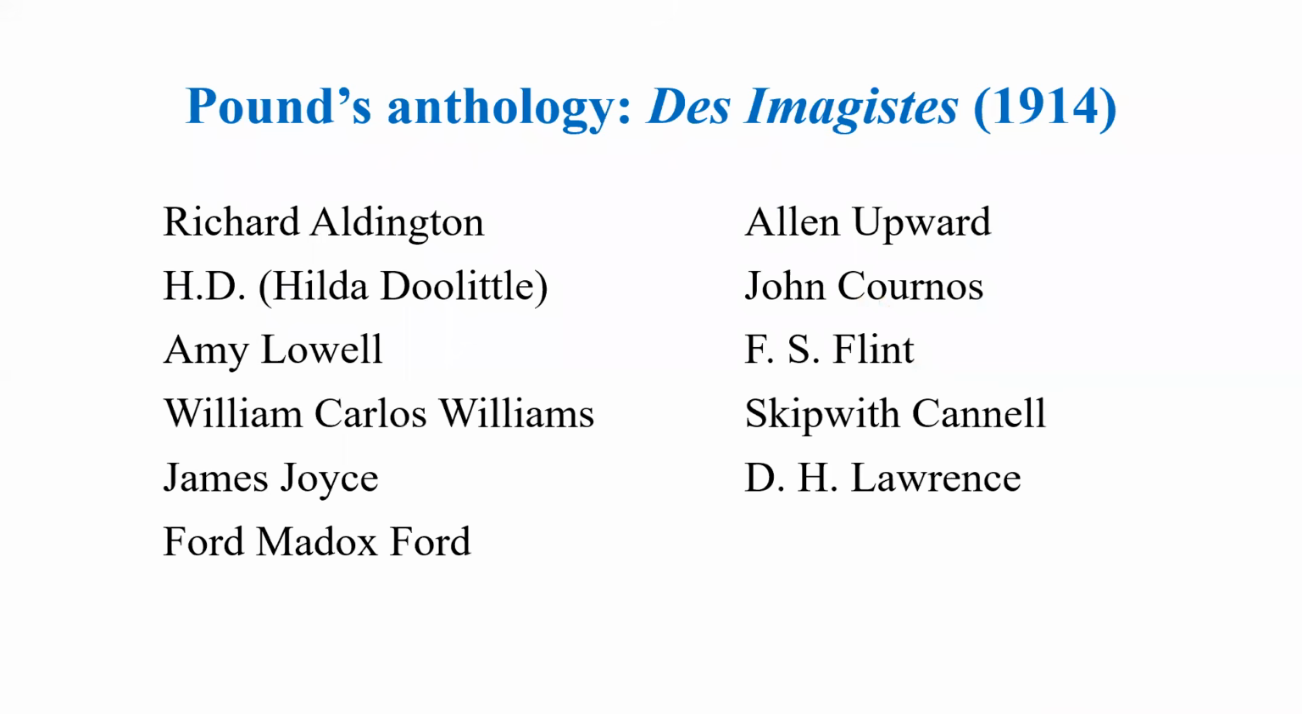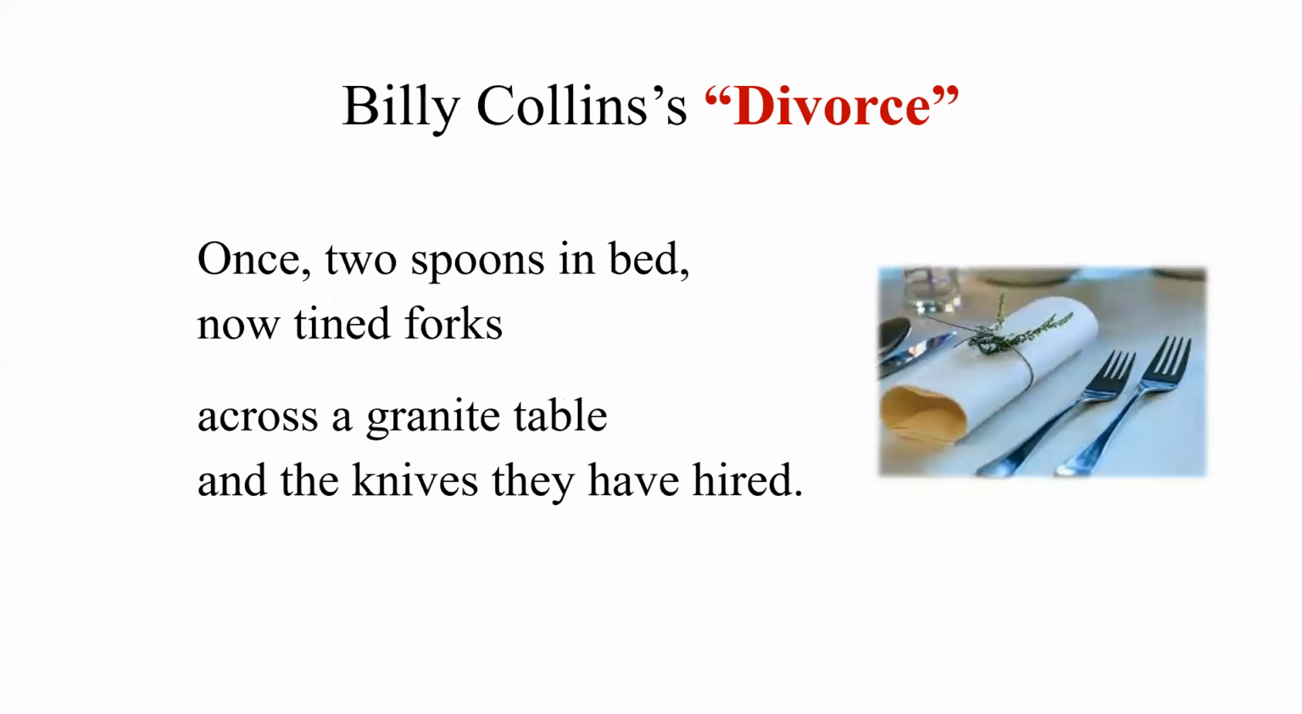Next, the famous anthology, edited by Ezra Pound, Des Imagistes. These are the famous poets: Richard Aldington, Hilda Doolittle, Amy Lowell, William Carlos Williams, sometimes James Joyce, because in this collection we have poems from all these writers: Ford Madox Ford, Allen Upward, John Cournos, F.S. Flint, Skipwith Cannell, then also D.H. Lawrence. And the year is important, 1914.